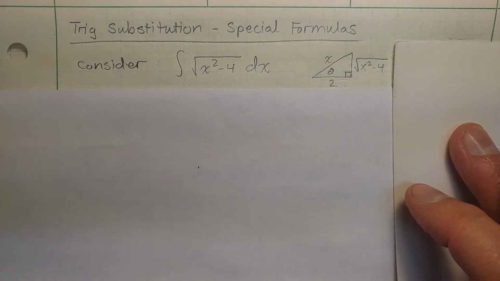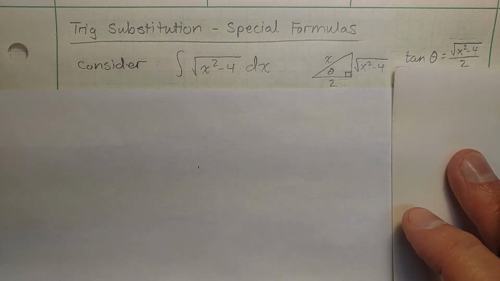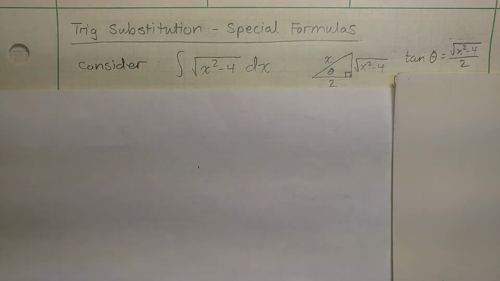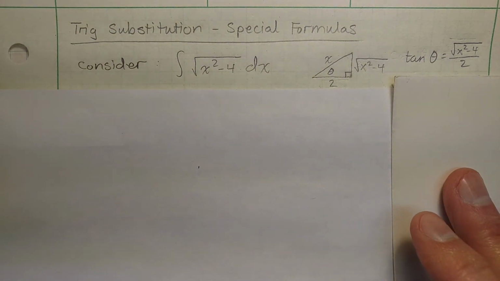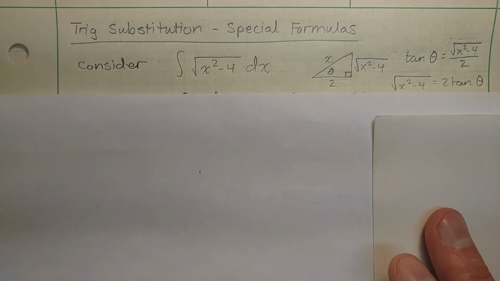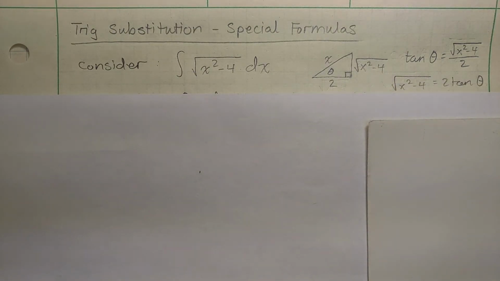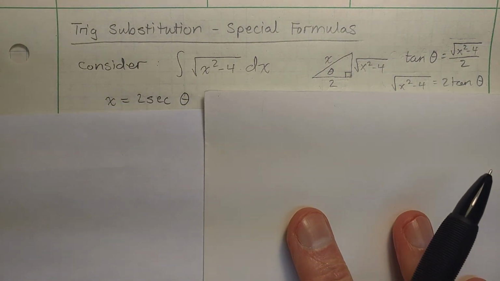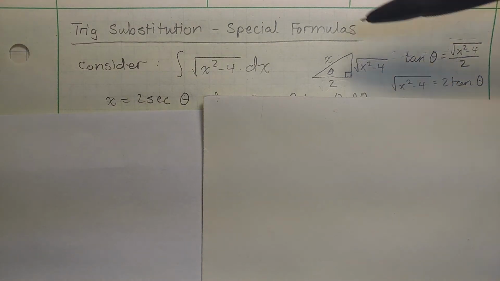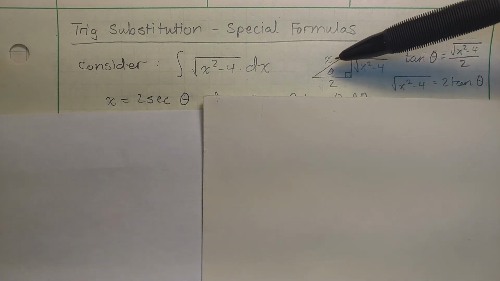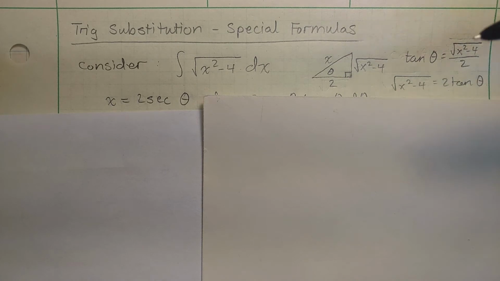So doing this, I can know that the tangent of theta is going to be the square root of x squared minus 4 over 2. Which means if I solve that for the square root of x squared minus 4, I get 2 tangent theta. And if I want to express x, looking at the triangle, the secant of theta would be x over 2, so I can multiply by 2 and see x is 2 secant theta.